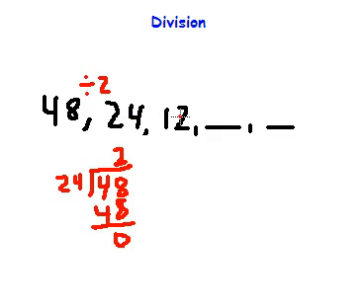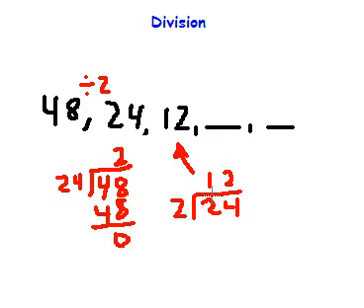What about 24 divided by something gives us 12? Well, let's try 24 divided by 2. 2 goes into 2 once. 2 goes into 4 twice. Oh, there's the 12. So, sure enough, the pattern is divided by 2.